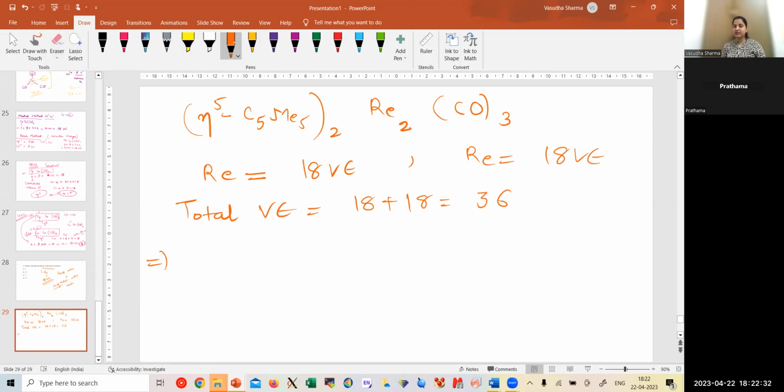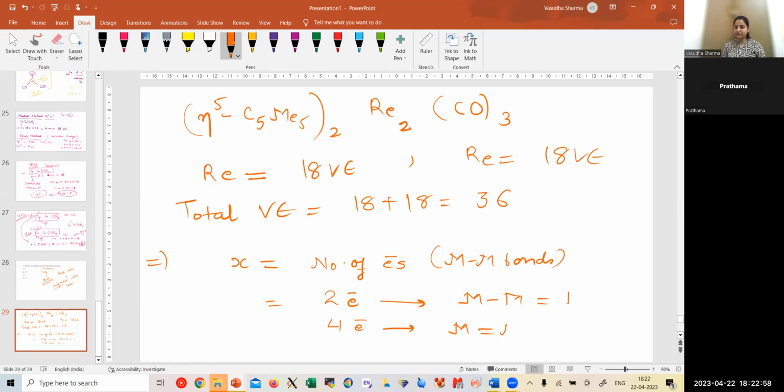So the calculation will start. We don't know how many metal-metal bonds there are. So I will say X is the number of electrons for the metal-metal bonds. If it comes as 2 electrons, that means metal and metal have 1 bond. If it is 4 electrons, that means there is a double bond between metal and metal. If it is 6 electrons, it is 3 bonds, because 1 bond gives a 2 electron contribution. So I am taking X as the number of electrons coming from the metal-metal bonds.